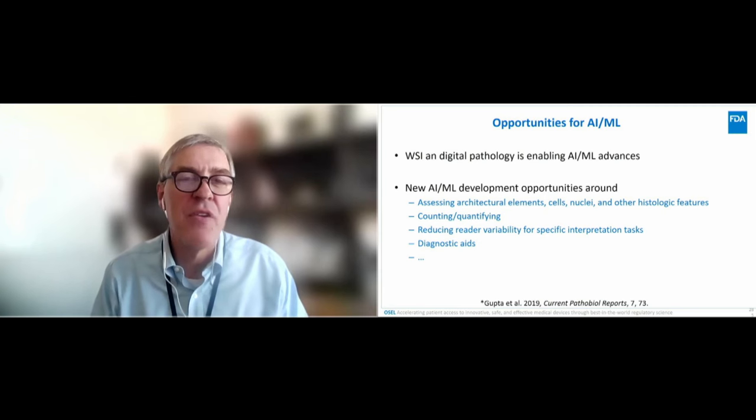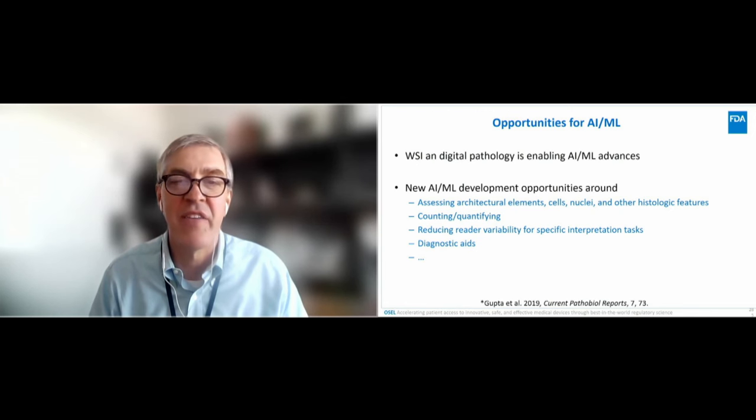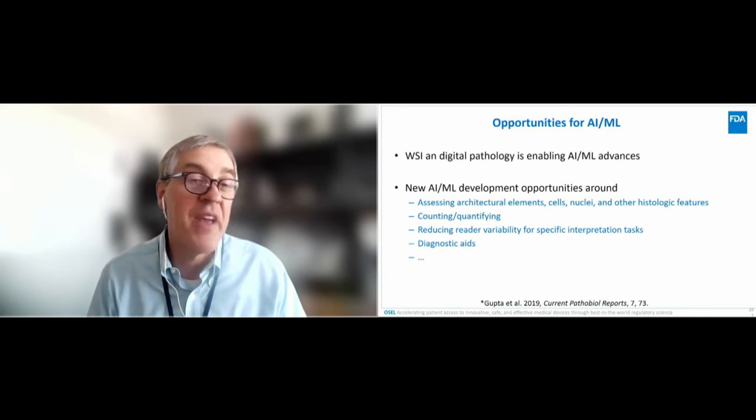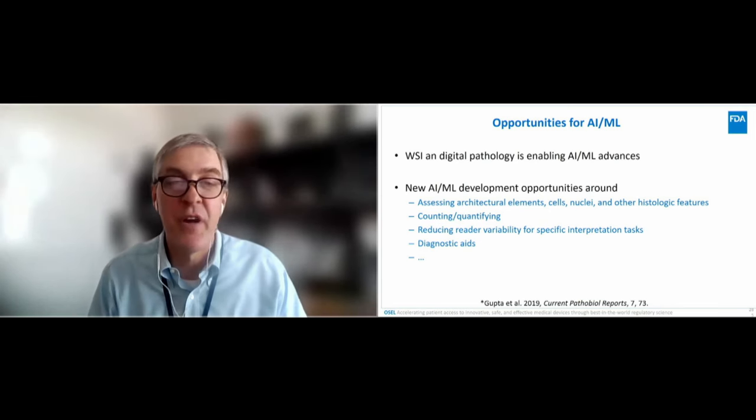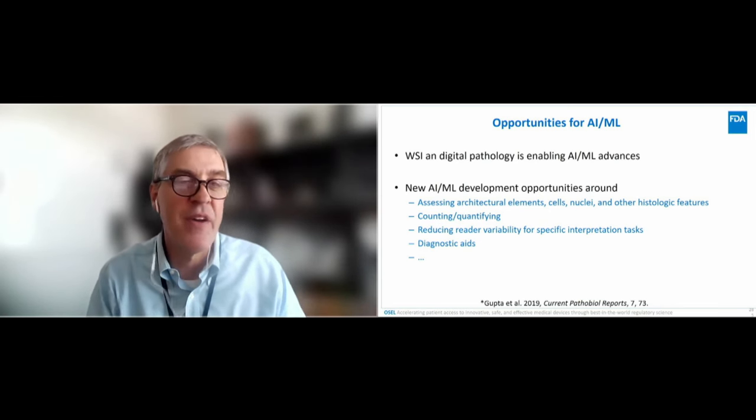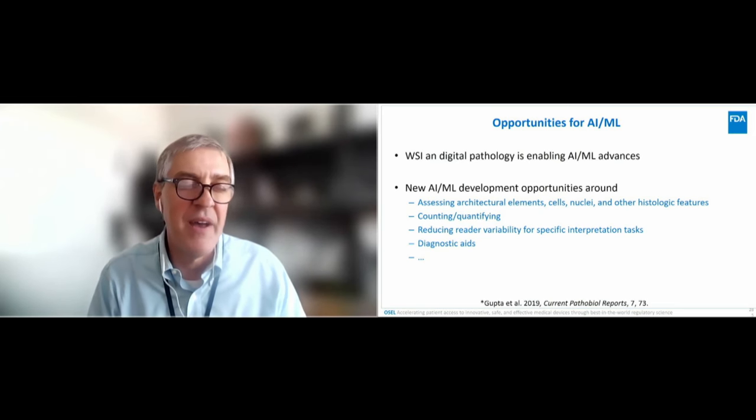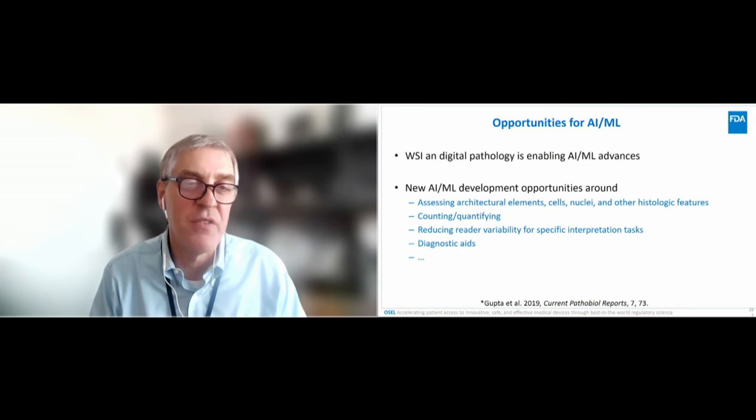Again, other opportunities include new AI/ML development opportunities around assessing architectural elements, cells, nuclei, and other histologic features, counting and quantifying, reducing reader variability for specific interpretation tasks, diagnostic aids, and then many other areas around assessment, acquisition, post-processing, and report generation, among others. Last slide.